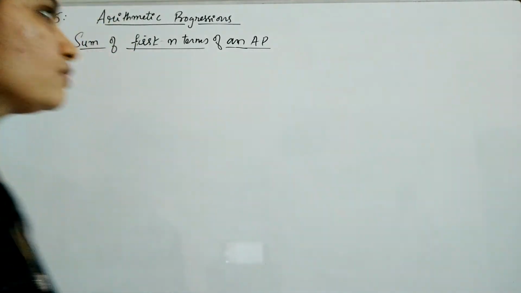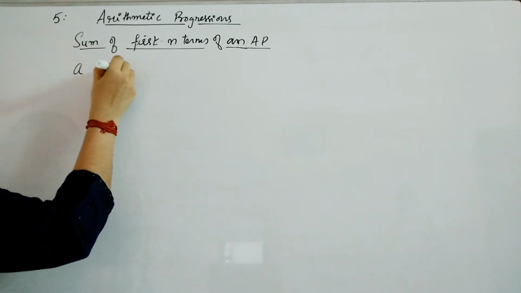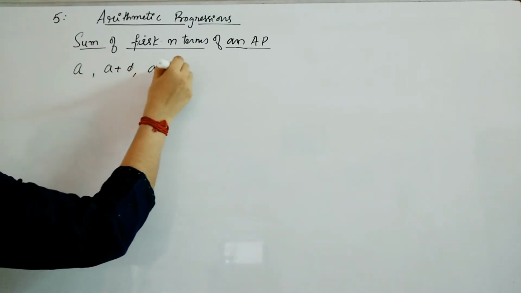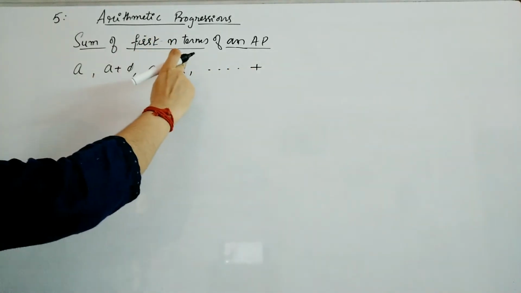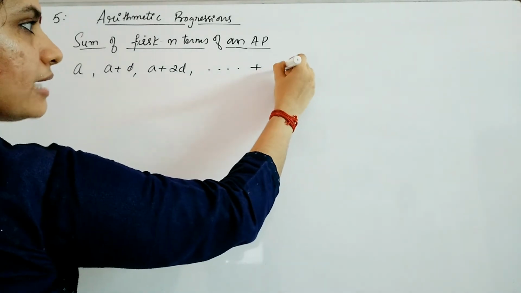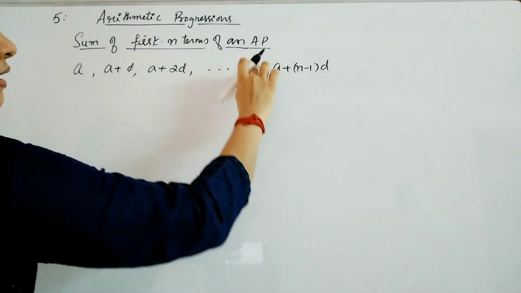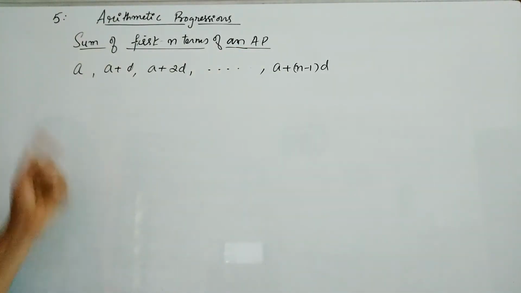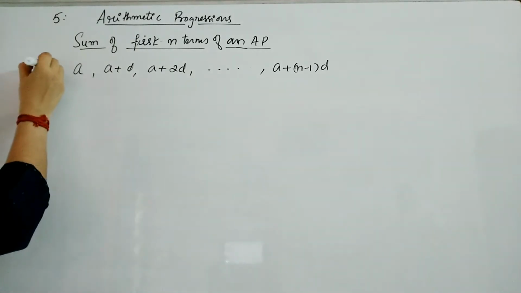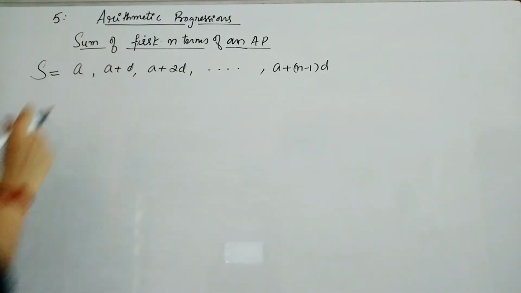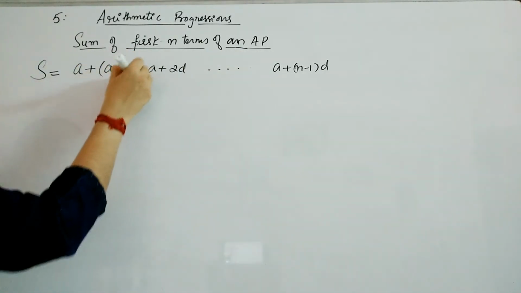First we will start with an AP, that is A, A plus D, A plus 2D, etc. We are taking the first n terms, so we take a finite AP, that is, it has n terms till A plus n minus 1 into D. Now we need the sum of all these terms, so I am using the notation S to denote the sum of all these terms, and instead of commas I will use plus in between each term.